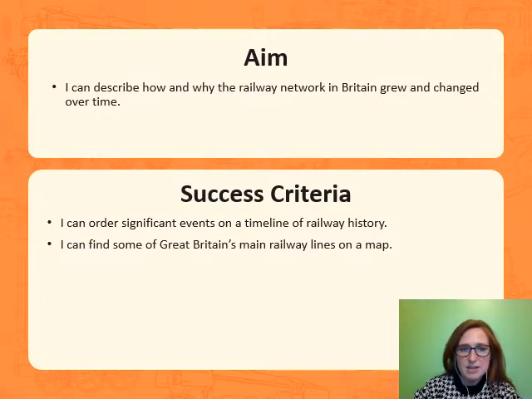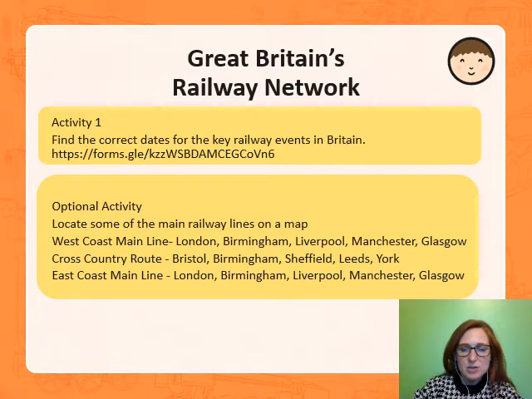Our success criteria by the end of this lesson: we can order significant events on a timeline of railway history, and we can find some of Great Britain's railway lines on a map. That's two activities today. Activity 1 will be to find the correct dates for the key railway events in Britain and to put these onto the Google Drive. So during this PowerPoint, grab a pen and a piece of paper and jot down any dates and what's happening at those times. There's also an optional activity.